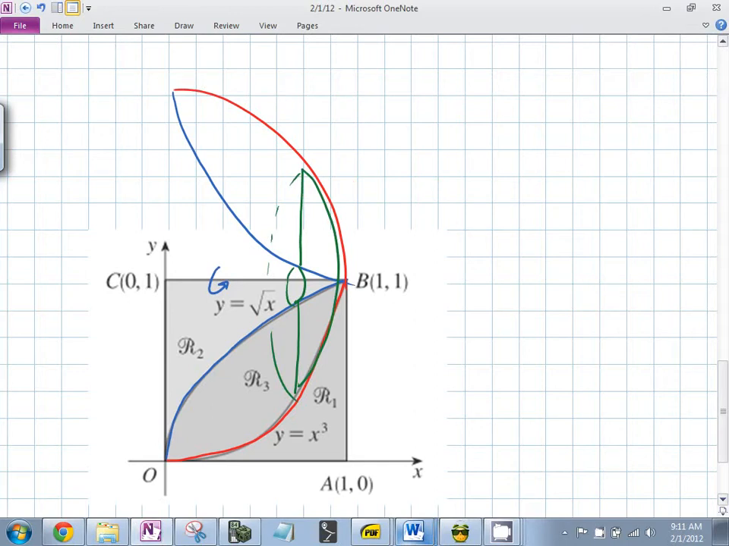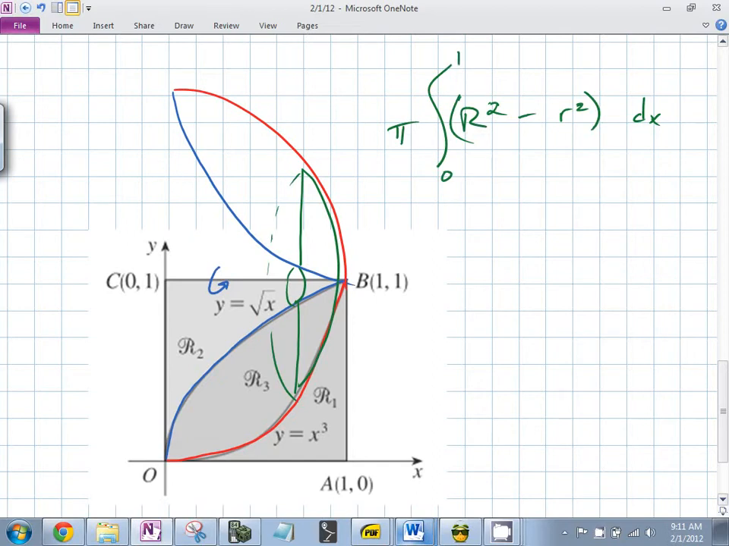Integrating with respect to x or y? X, because the slice is perpendicular to the x-axis. So it's going to be pi, big R squared minus little r squared. And do you square the entire quantity? No, you do not. What's the leftmost limit of integration? 0, and it goes to 1, exactly.